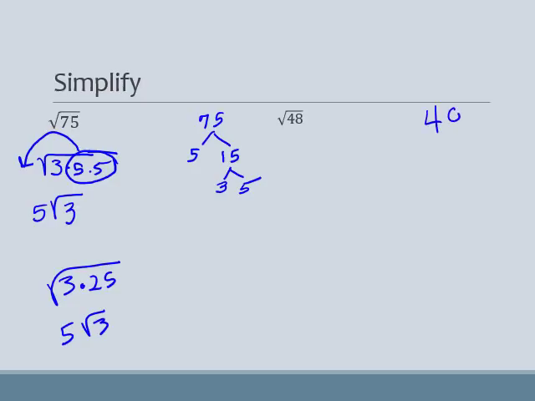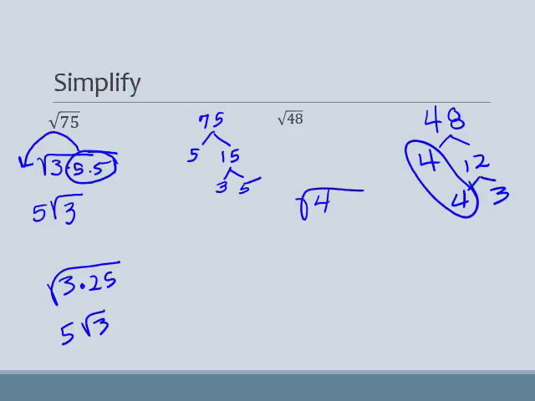So if we take 48, we can break it down into 4 and 12, and 12 breaks down to 4 and 3. I don't need to go any further. I've got these two 4s right here, so they can come out of my jail. So it's 4 times 4 times 3. They can come out of my jail and become 1. So it's 4 root 3.